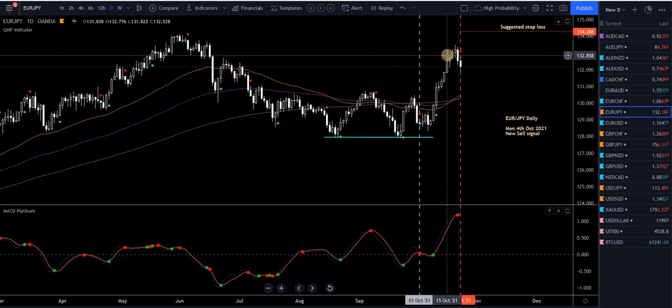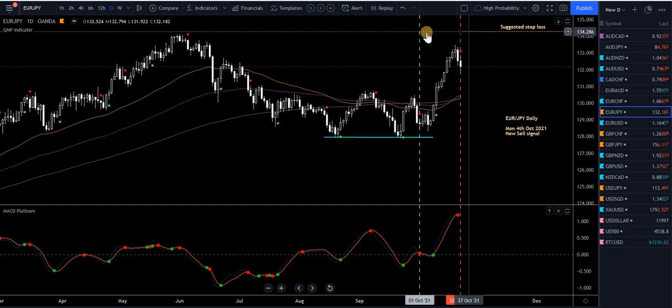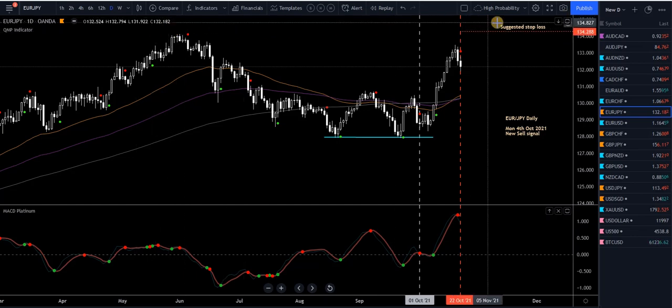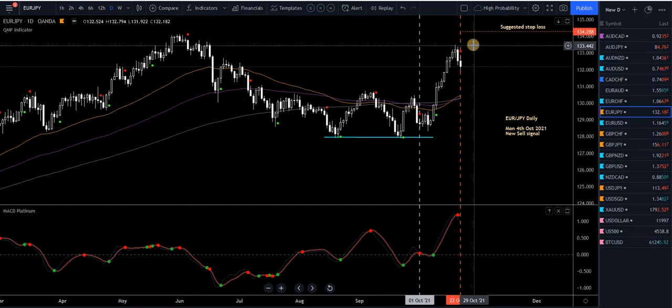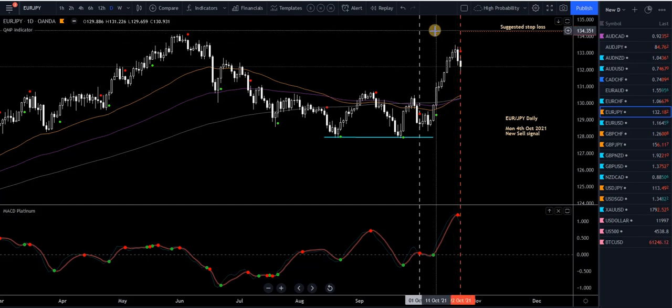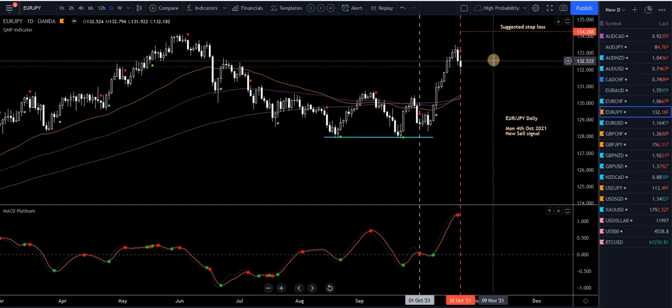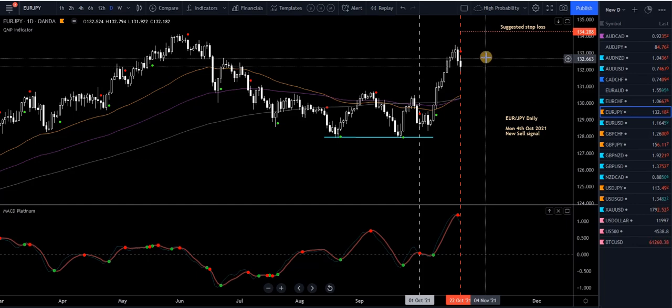So that's my suggested stop loss above this previous high over here. We can bring that in. We could bring it in lower, but I just want to give it a bit of breathing room. Again, it's a slightly higher risk trade. That's the Euro Yen.